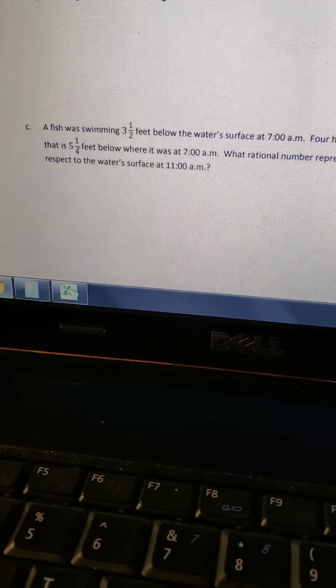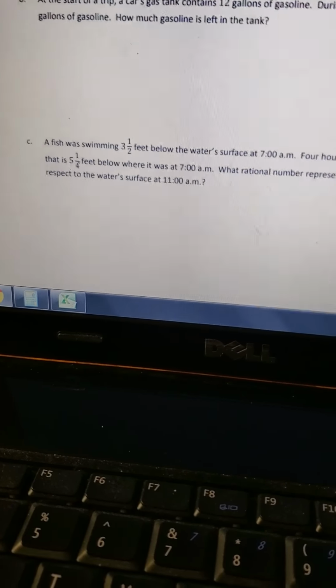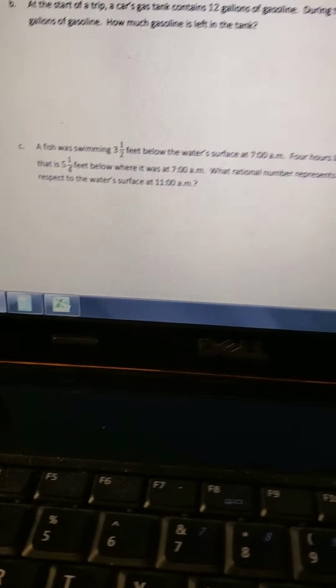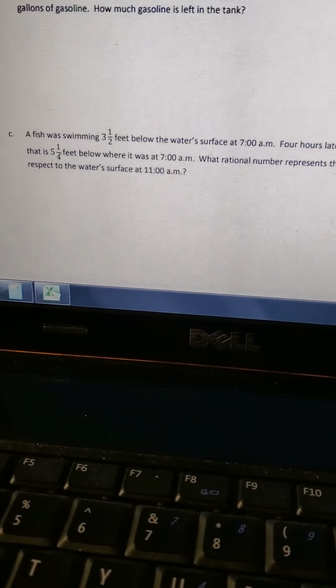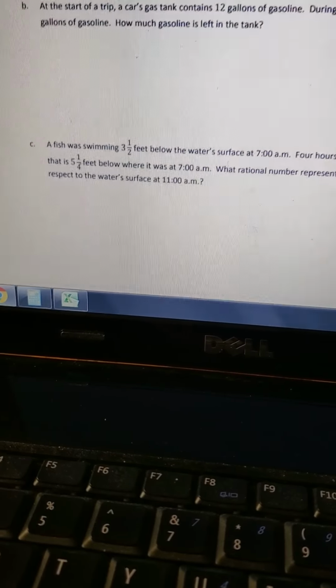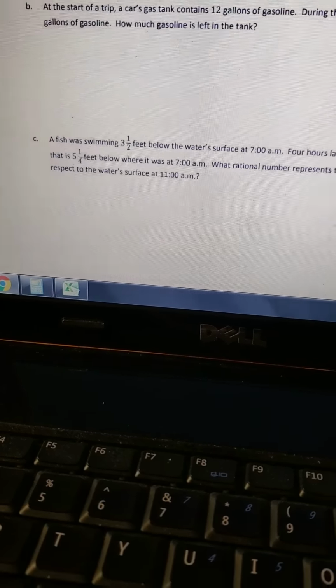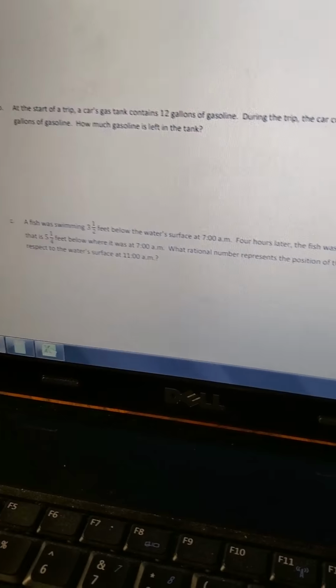So he was swimming at 3.5 feet below the water surface, okay? And then 4 hours later, he's 5.25 feet below that. So a couple different ways you could write this equation out. Go ahead and solve this. Okay, so a couple different ways you could have written this one out.